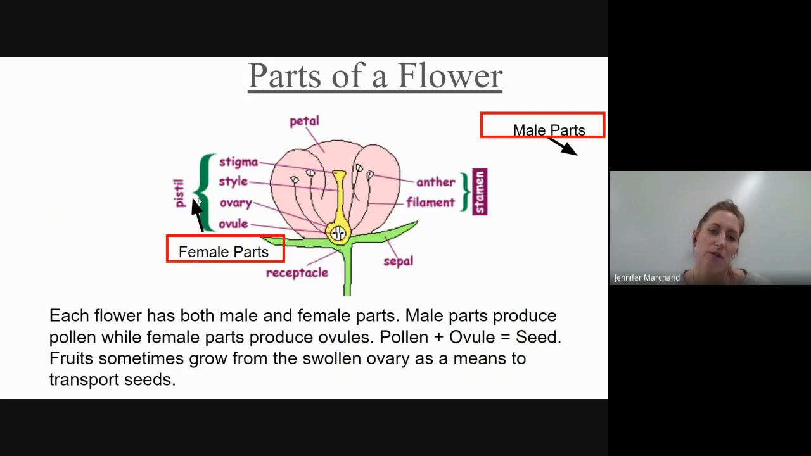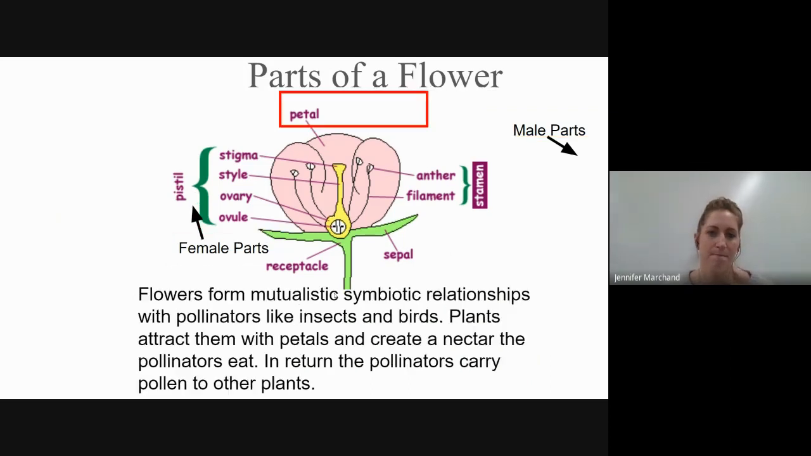So more parts of the female, you have the style, which goes up, and then at the very top, the stigma. The stigma is where the pollen is going to come inside, and then help to reproduce with the flower, okay? On the male side, we have the filament, and then at the top of the filament, you have the anther. Okay, so the anther is typically where the pollen is found. It gets on a bee or something. The bee comes and lands on the stigma, and then the flower can then reproduce.